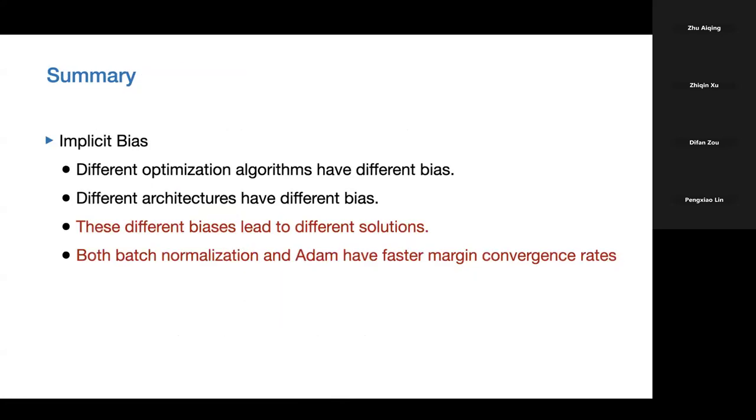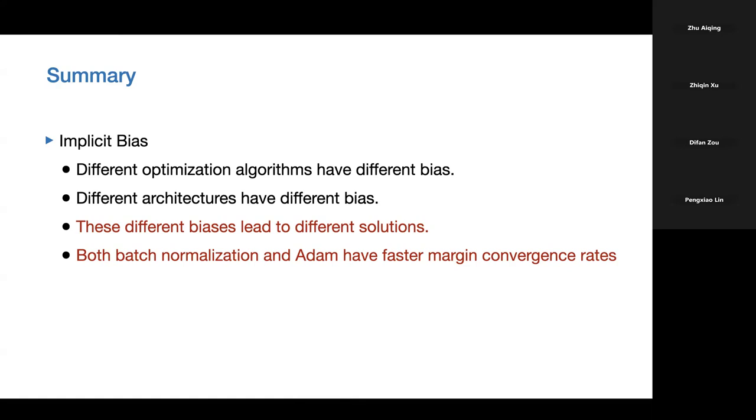About the summary, in this talk we discussed our recent work about the implicit bias when using different optimization algorithms and different architectures. We did some case studies, and we show that if we use different optimization algorithms, we will possibly have different biases, and also when using different architectures, we will have different biases. And these different biases lead to different solutions, which can be defined as the uniform margin or the L infinity max margin solution.